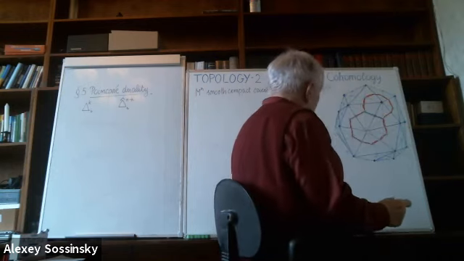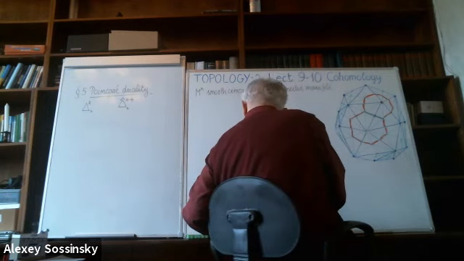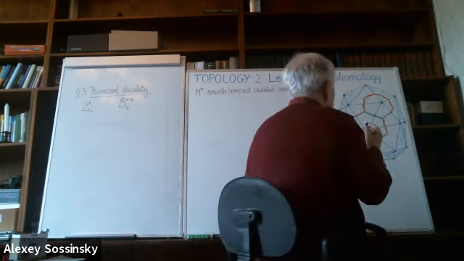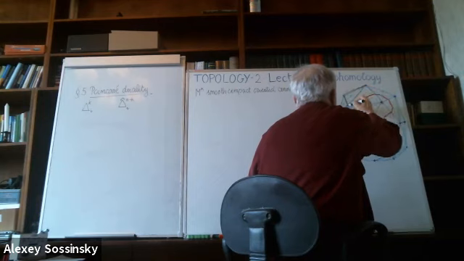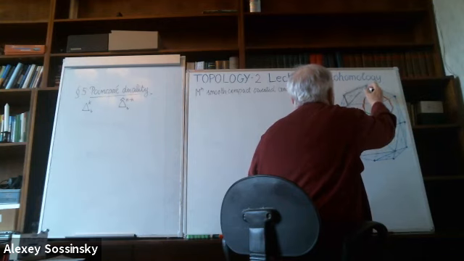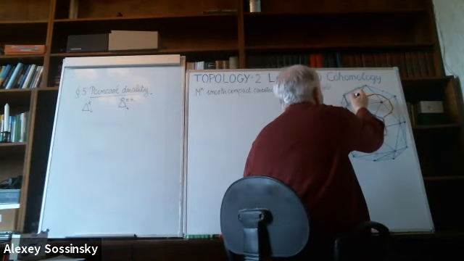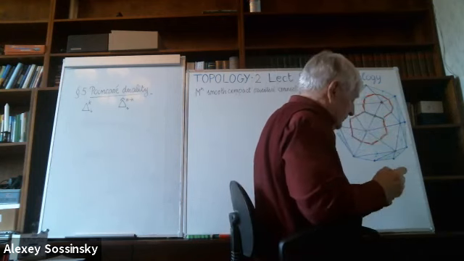So what do we assign to an n-dimensional simplex? Let's take an n-dimensional simplex, for example, this one. I'll show it in black. Then to this n-dimensional simplex, we assign the barycenter of the simplex itself.